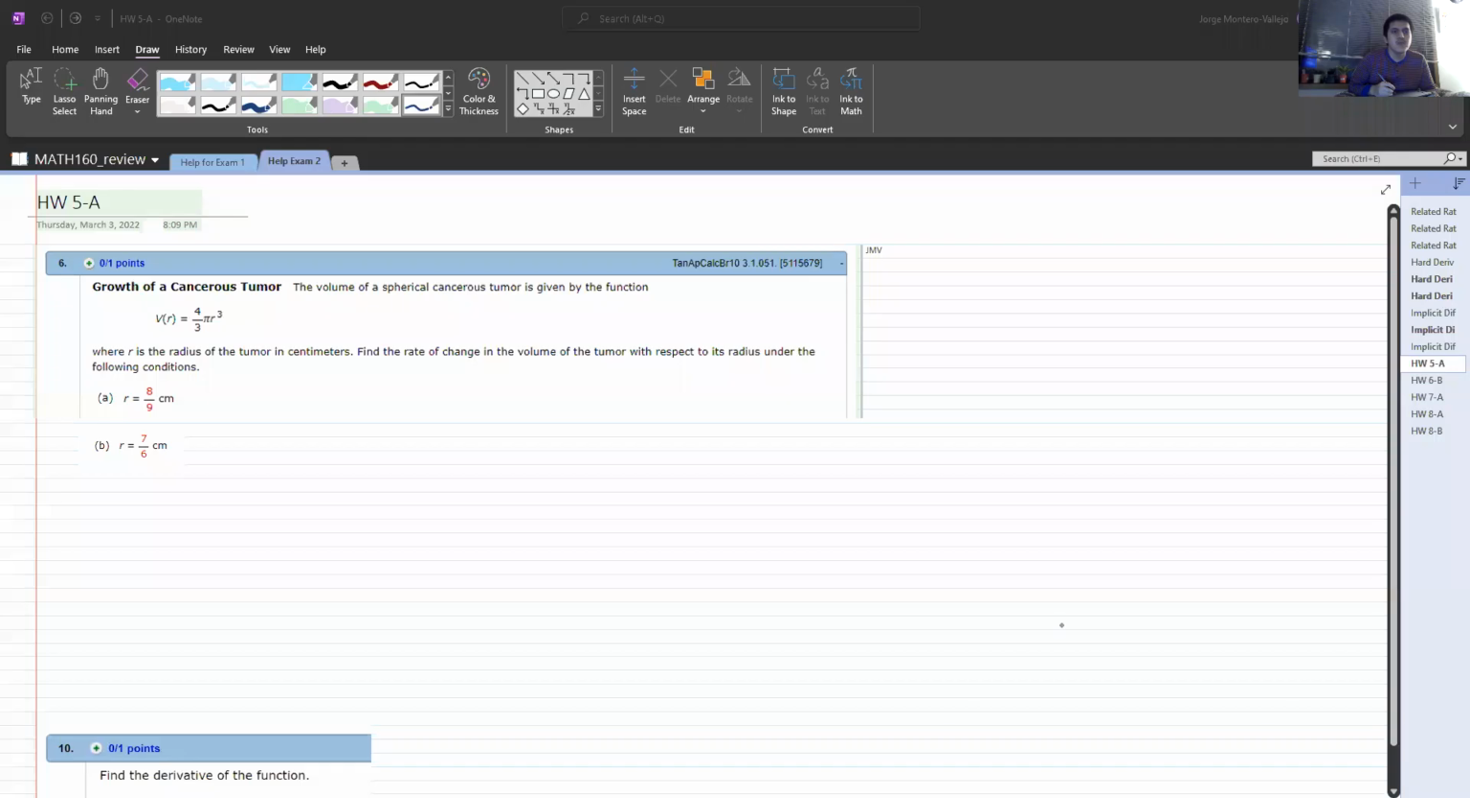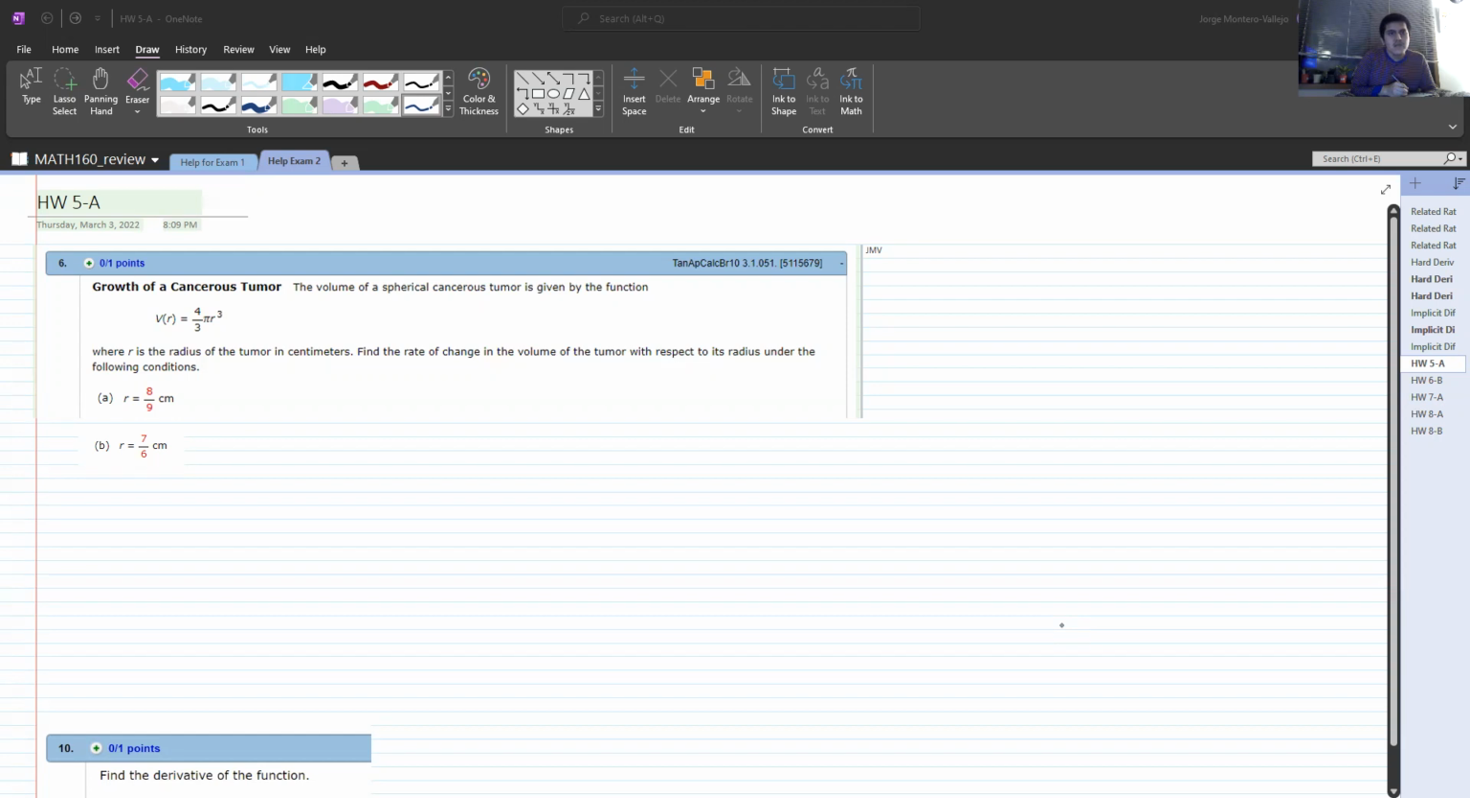I'm going to start sharing my screen. One note. Okay, so first problem, this is problem 6 from homework 5A. Here we have the scenario of a cancerous tumor that is growing. We have this expression V of R, described as the volume of a spherical cancerous tumor given by the function, and then this is the formula they give us. This function gives us the volume of the tumor, based on the size of the radius.